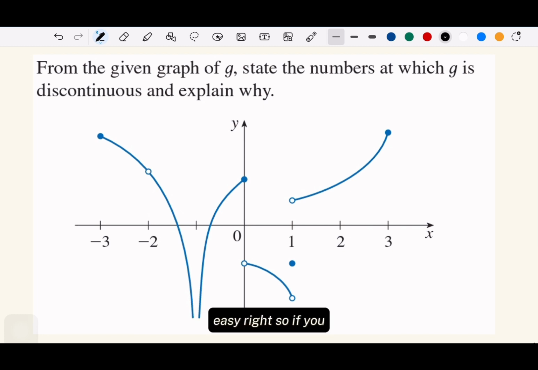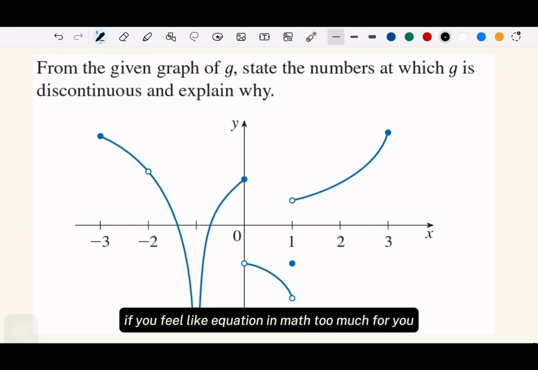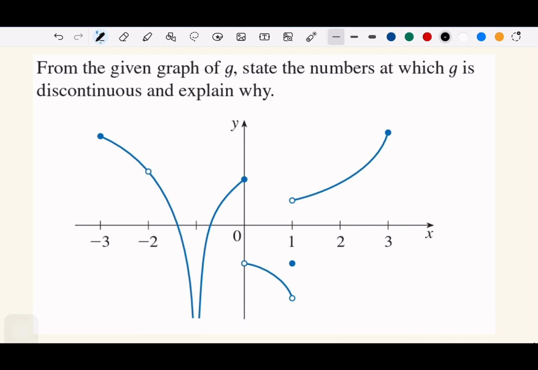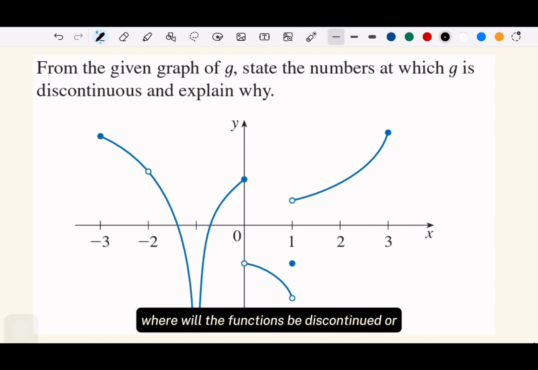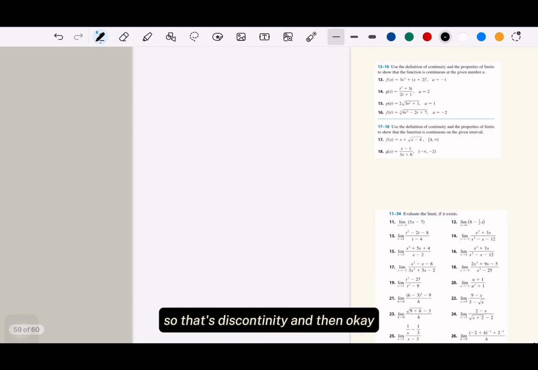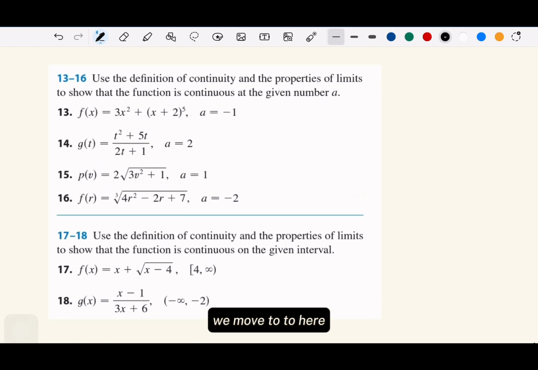Easy, right? If you feel like equations in math are too much for you, and you can draw the function, maybe it will help you to see what kind of function we have and where the function will be discontinuous, or which number is making it discontinuous. So that's discontinuity, and then we move to here.